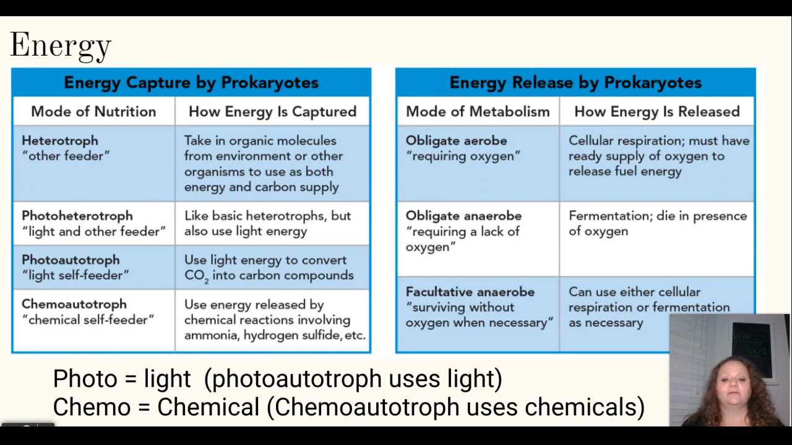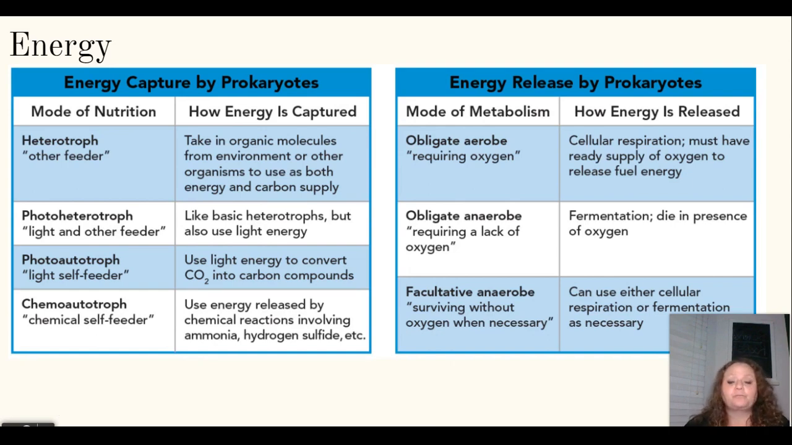Chemoautotrophs are chemical self-feeders. These are the guys that are able to take chemicals, and during the reactions between the different chemicals, they can actually capture that energy. When you think of chemoautotrophs, typically we're talking about bacteria that are using things like sulfur or methane, the ones that are occurring in those ocean vents where there's no sunlight to allow for photosynthesis.